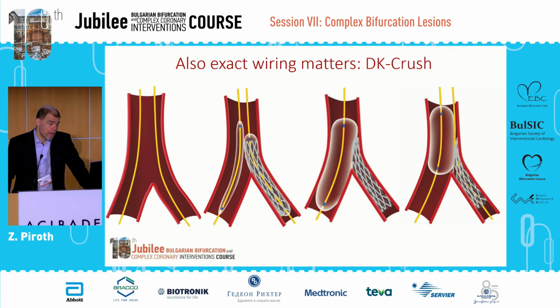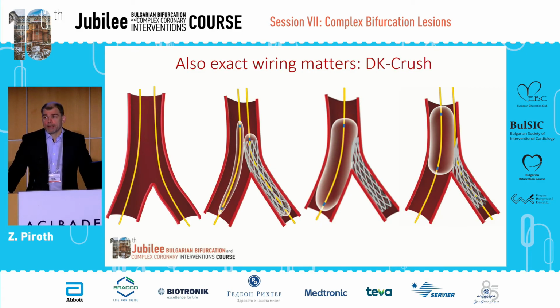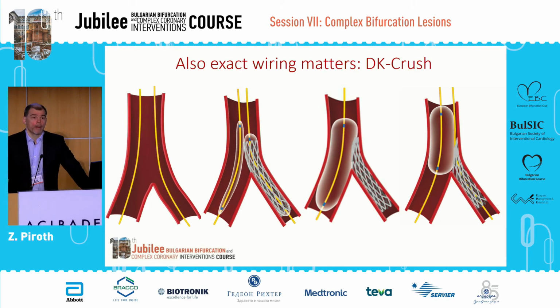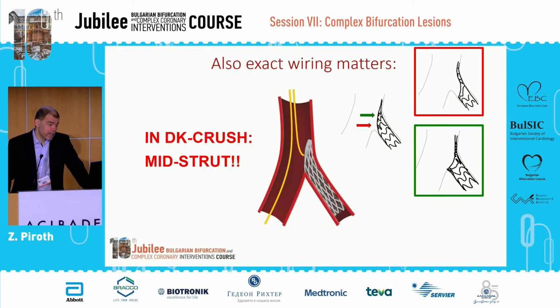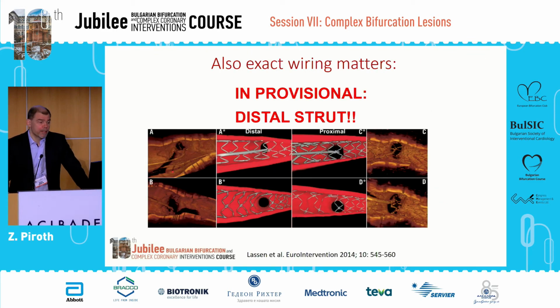One word of caution is that not only do we have to be able to wire all important branches, but sometimes it matters how and where we wire them. So for example, the DK crush technique, I'm sure most of you will be familiar with that, requires that the side branch stent is rewired in the mid-strut. That gives us the best outcome, as opposed to provisional T-stenting, in which the distal strut should be the one that we actually pass the wire through, because that will give us the best coverage of the side branch ostium, as shown by this elegant 3D OCT images.